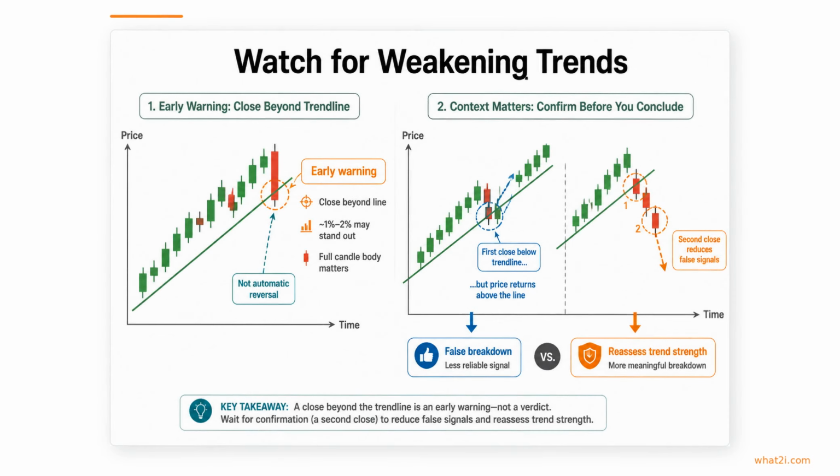When a trend line breaks, it can be an early warning that momentum is fading, but it is not automatic proof of a full reversal. A close beyond the line tends to matter more than a brief intraday move through it. Some traders also pay attention when price closes meaningfully beyond the line, perhaps around 1 to 2%, because that can make the break less trivial.